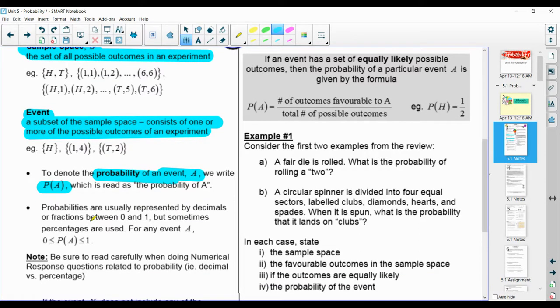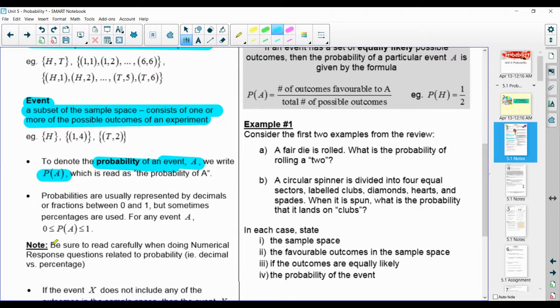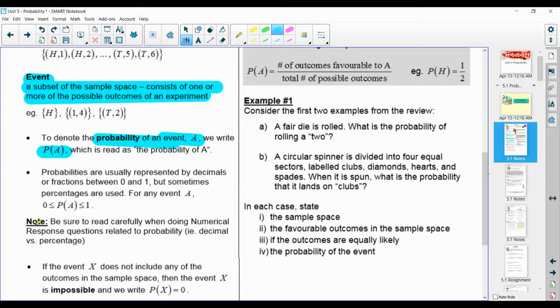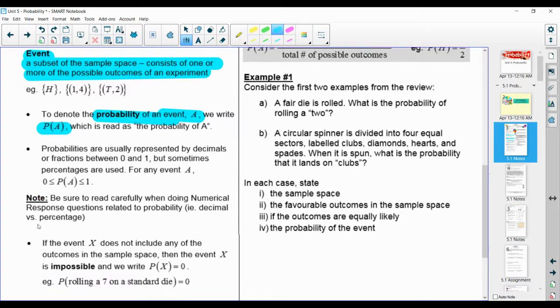Now, probabilities are usually represented by decimals or fractions between 0 and 1. There is the odd time that you're going to see it represented as percentages. So if you're doing a numerical response question, it's important that you read whether it's a decimal or a percent. But typically in high school, we're representing it as a decimal or a fraction.